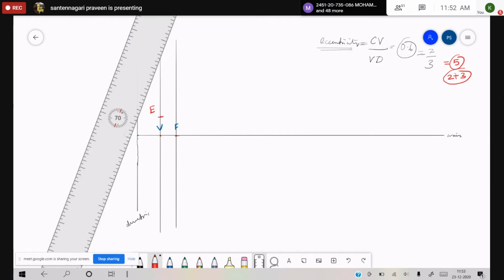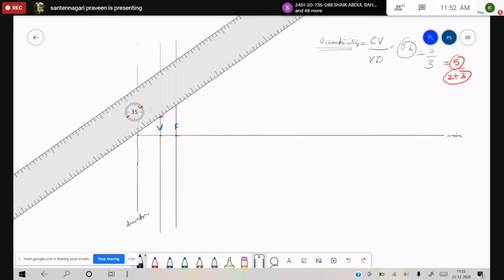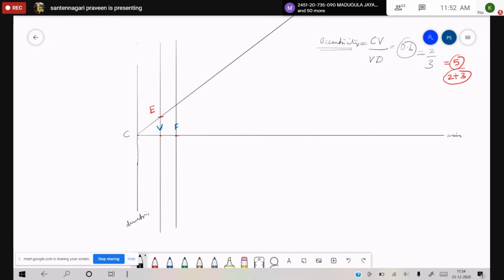Now from center C, we will draw a line joining the two points, C and V. CV is 3 units, VF is 2 units. We know that the ellipse starts from the vertex V with the focal point F. So we will start constructing the lines from the point V onwards.